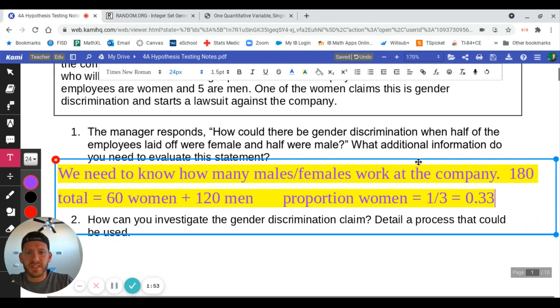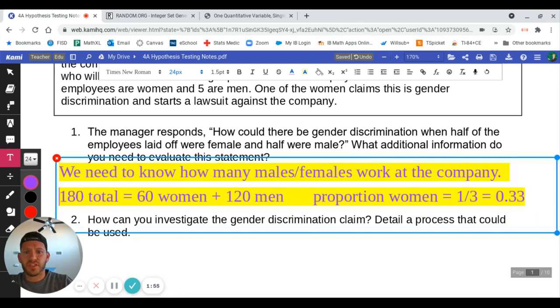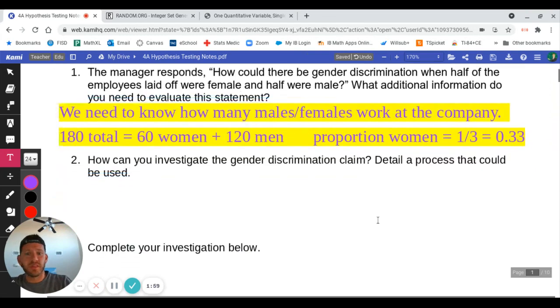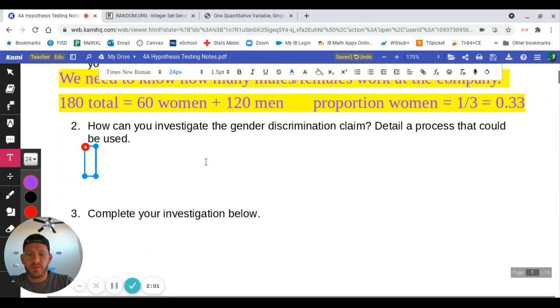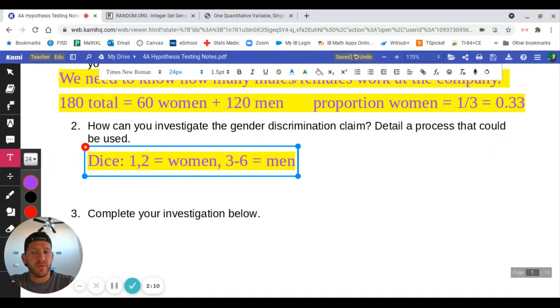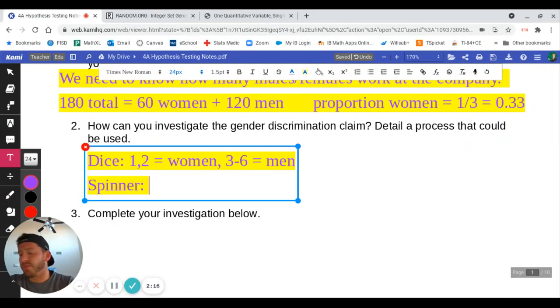So we're going to investigate the gender discrimination claim. How could we do that? There's a lot of different ways we can simulate this. So you might think maybe we can use dice. Maybe 1 and 2 are women and 3 to 6 are men. That would give us a 1/3 being women and 2/3 being men. Maybe we can use a spinner where 1/3 are women and 2/3 are men.